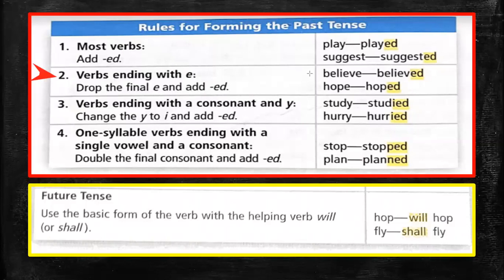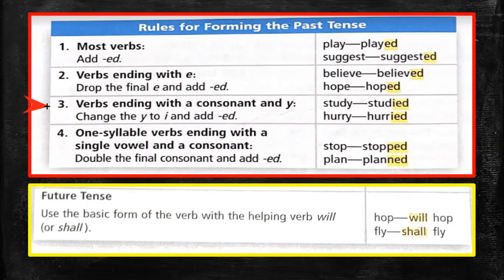So verbs such as believe, hope, love are all verbs that end with E. You look at the ending and it ends with E, so we follow the rule that states that we drop the E and then we add ed. Notice how these verbs do not have a double E at the end, because you have to drop the E, okay? So far we've covered rule number one and rule number two. Let's continue with rule number three.